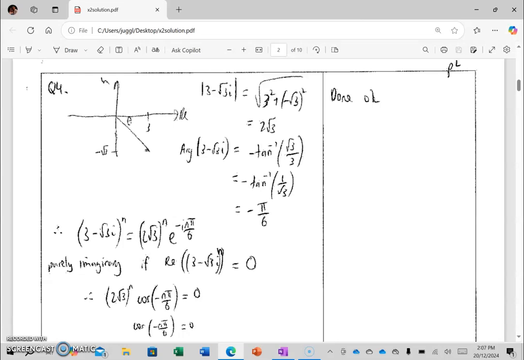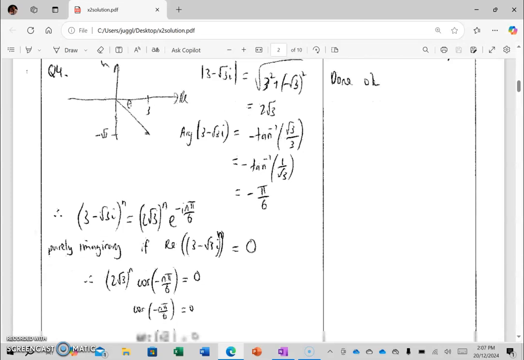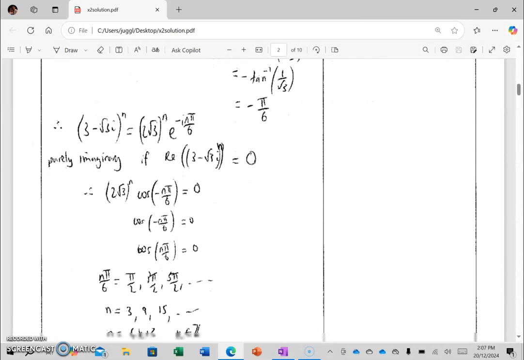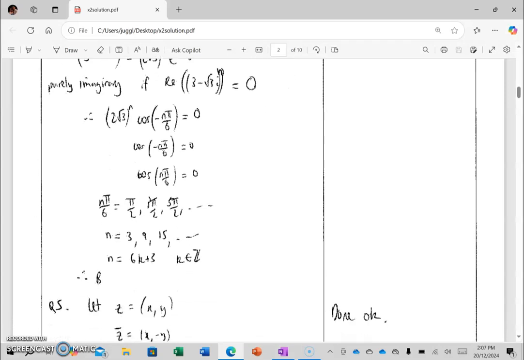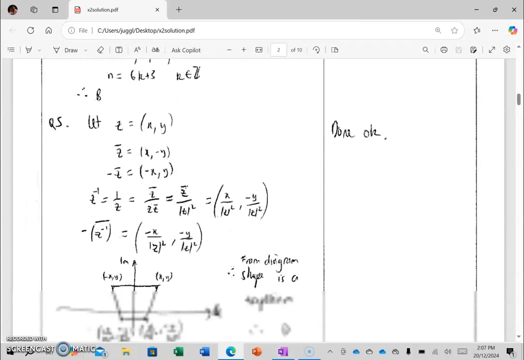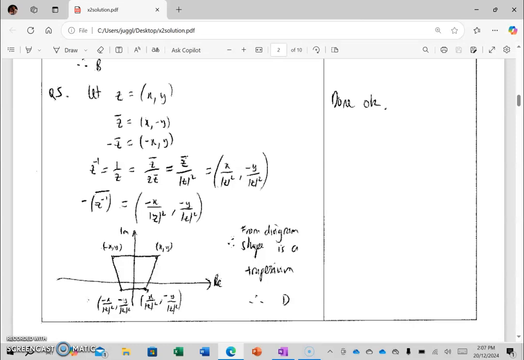Question 4 was done okay. First step was to change to mod arg form and then raise it to the power of n. We want it purely imaginary, so we want the real part to equal 0. The real part will be this expression here. Solving that, you get a whole bunch of answers, and then matching that with the multiple choice options, the answer is B.